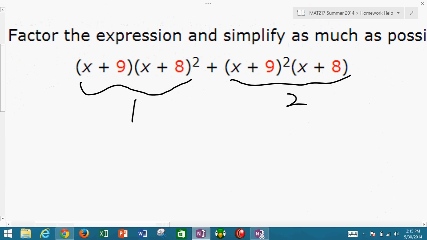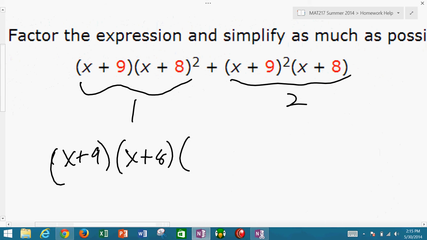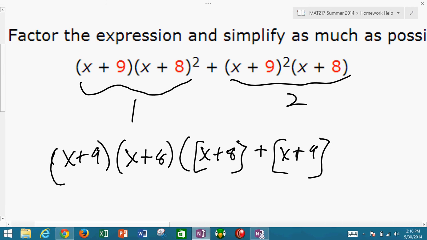So here we go. They both have at least one x plus 9, and they both have at least one x plus 8. So out of my first term, if I take out one x plus 9 and one x plus 8, that would leave me with x plus 8. Plus, then on my second term, this one has two x plus 9s, so it would leave me with one of them. And then it had an x plus 8, so that would be all I'm left with.